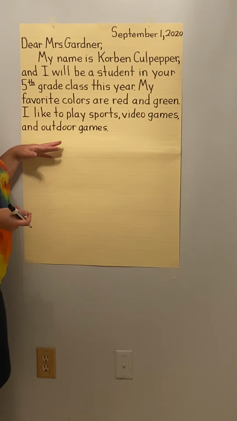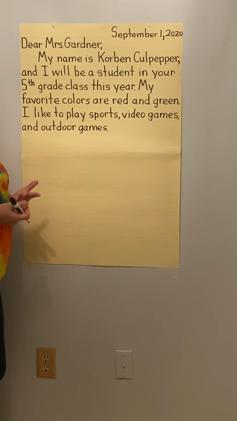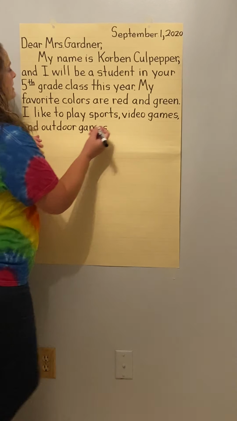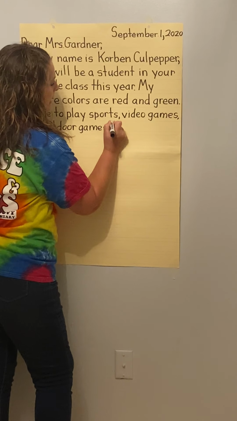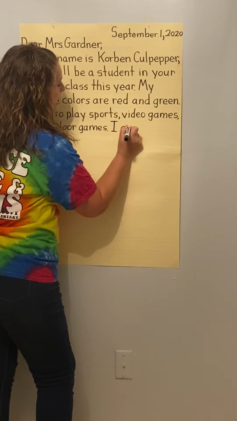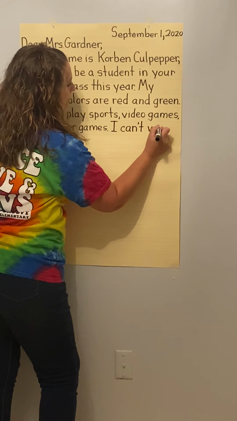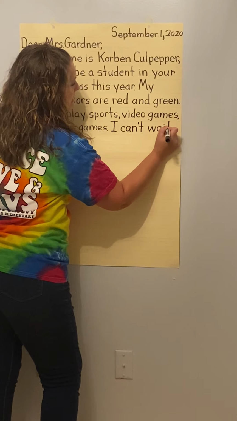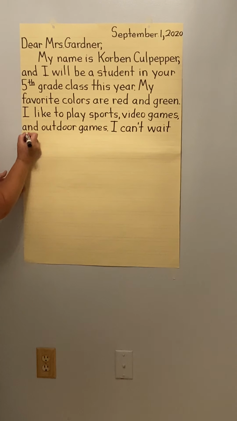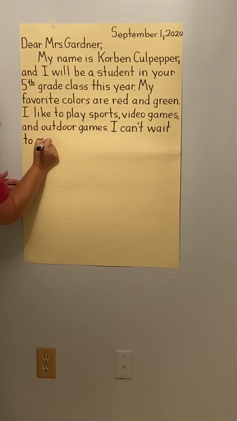Now that I've told Mrs. Gardner a couple of things about Corbin, we just kind of want to end the body of our letter by saying maybe he can't wait to meet her, or he can't wait to start 5th grade. Something that lets your teacher know that you're really excited to be there. So I'm going to say, I can't wait to meet you! And since this sentence is exciting, it's an exclamatory sentence, I'm going to end it with an exclamation point.